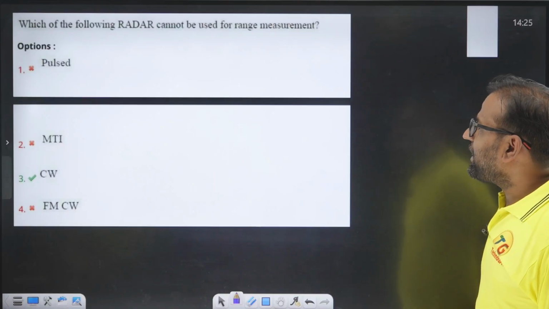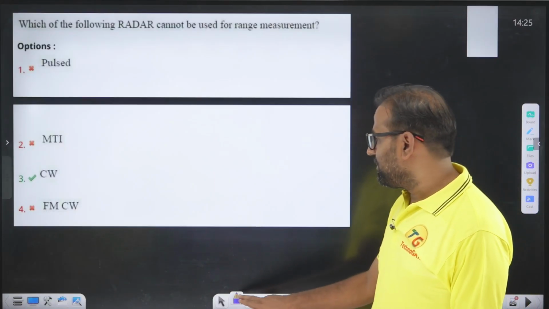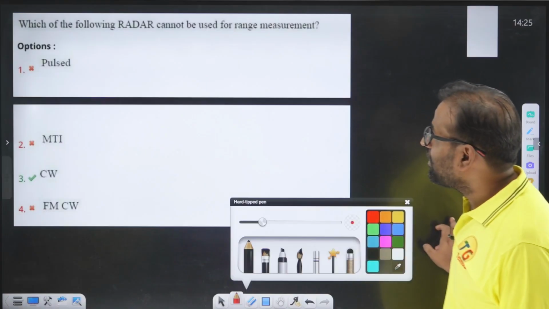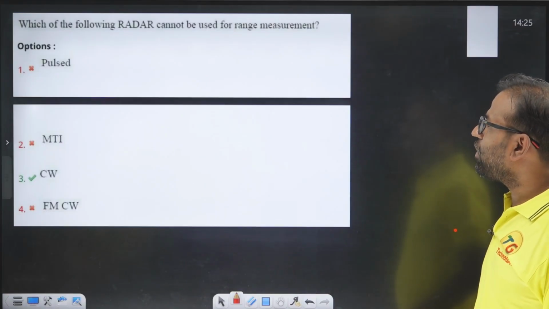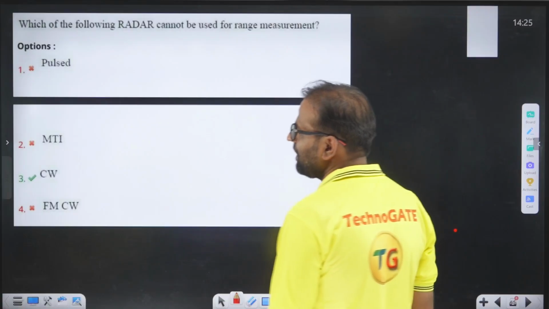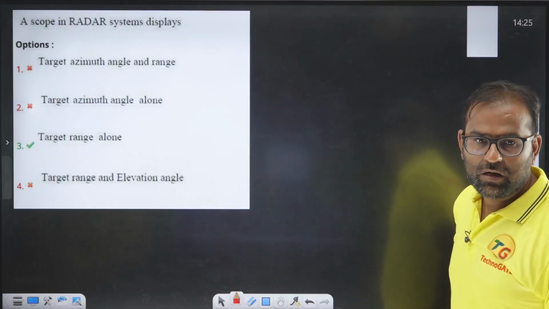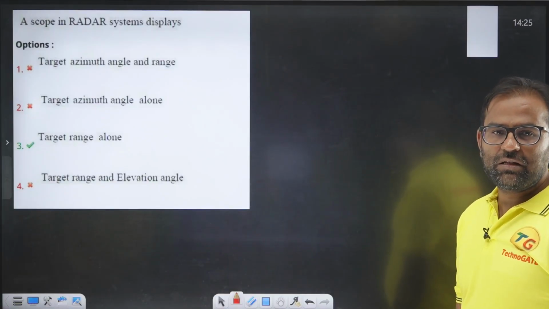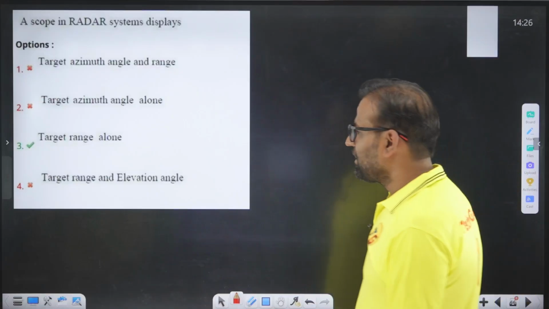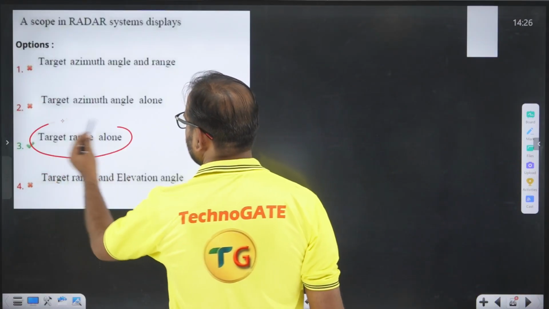Which of the following can be used as a radar? Which of the following radar cannot be used as a range measurement? And that is continuous wave radar. The scope of radar displays the target and target range alone.